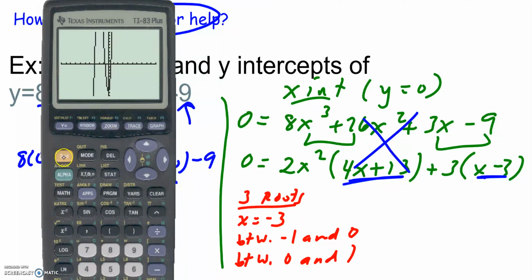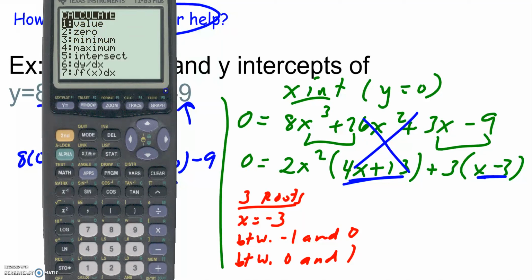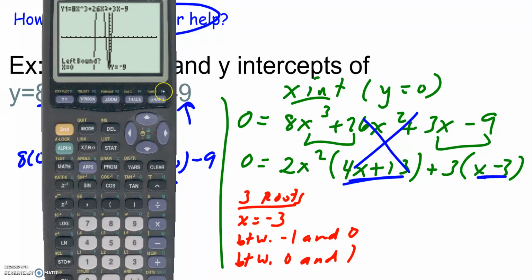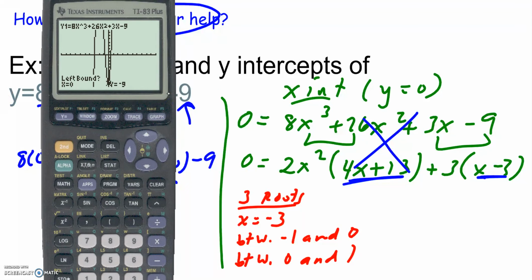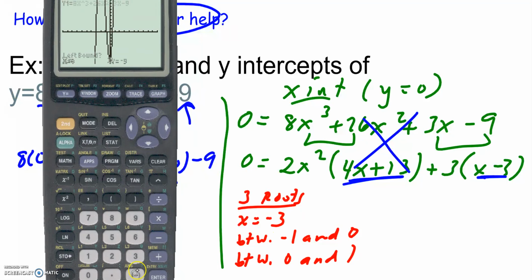So we can find these roots exactly, and to do that we would like to go to this calculate menu. So we would press second, trace, we would get to this menu, and the synonym for a root or a solution is a 0. So we would have to press 2, and the graph is going to ask us specific things. Let's focus on the root that's between negative 1 and 0. It's asking to the left, so the biggest number or the closest number to this root to the left is negative 1. So we would press negative 1 and then press enter.